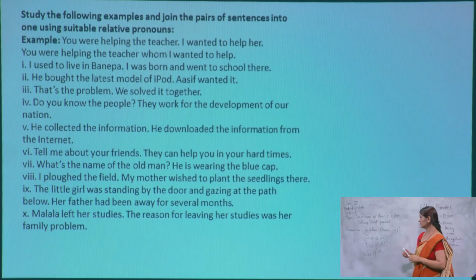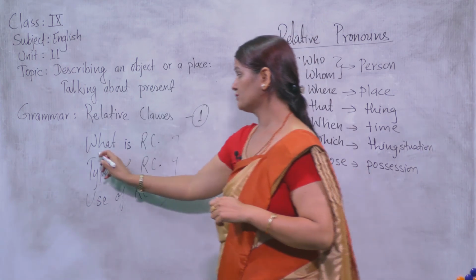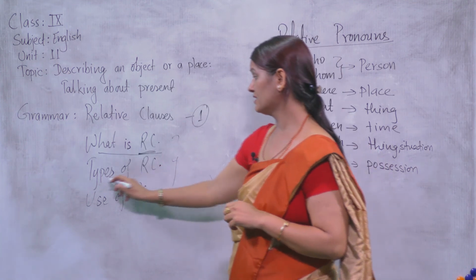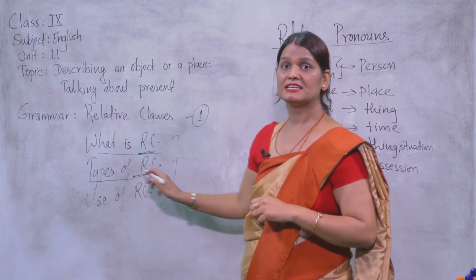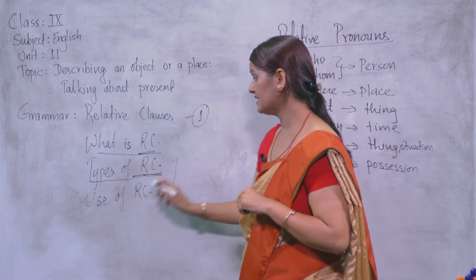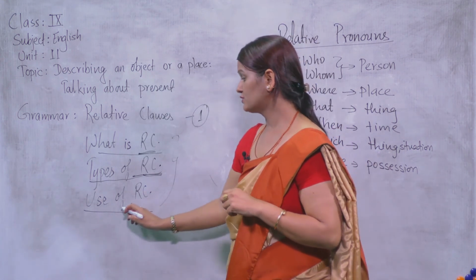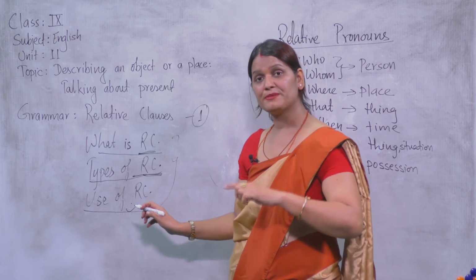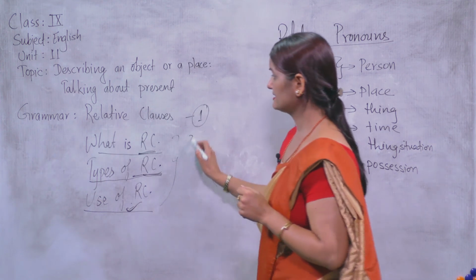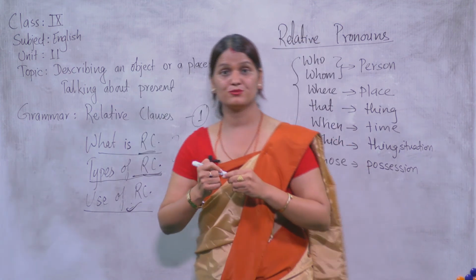Now we are coming to the last part of this class. You know what a relative clause is. A relative clause starts with a relative pronoun. Types of relative clauses: there are two different types, defining and non-defining. And the use of relative clauses: we use relative clauses to not repeat the same information twice in a sentence. So in this way, we had discussed relative clauses here. I hope you have understood what it is.